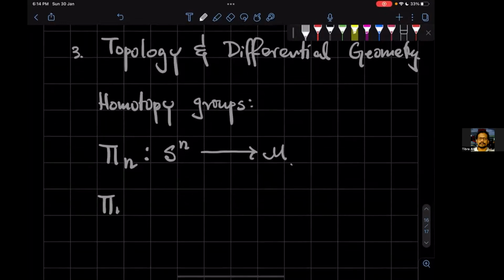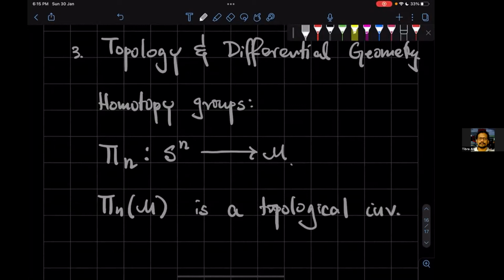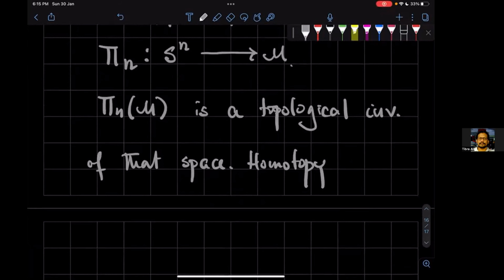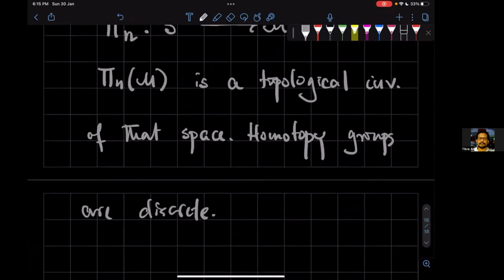So the homotopy group of that manifold M, or that space M, is a topological invariant of that space. Homotopy groups are very useful in classifying different kinds of spaces. Now, these are also important groups which are discrete. So not all important groups are continuous, of course. All groups are important. Homotopy groups are discrete. Okay, so this is from topology.